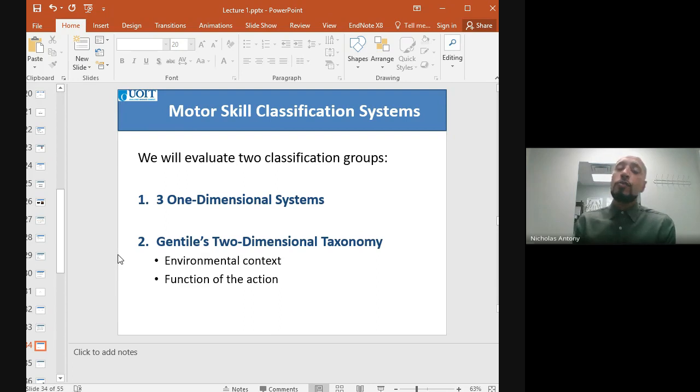So initially, there were 3 different one-dimensional systems to classify different motor skills. We'll go through those now. And then the thing we're going to end off with is Gentile's 2-dimensional taxonomy.